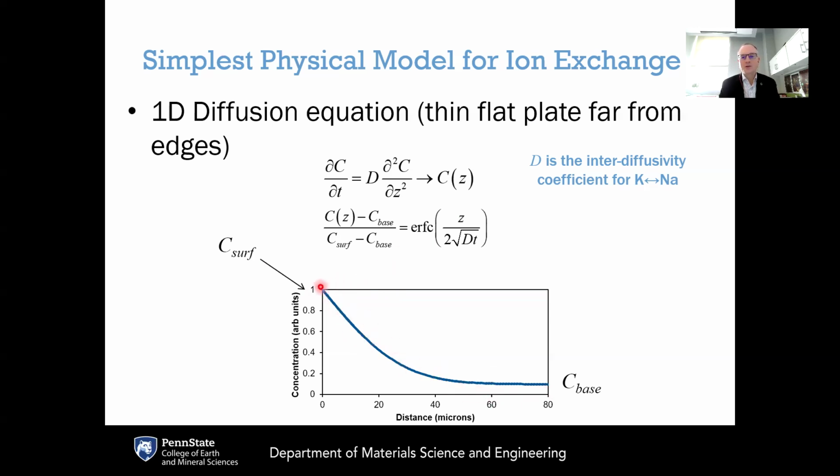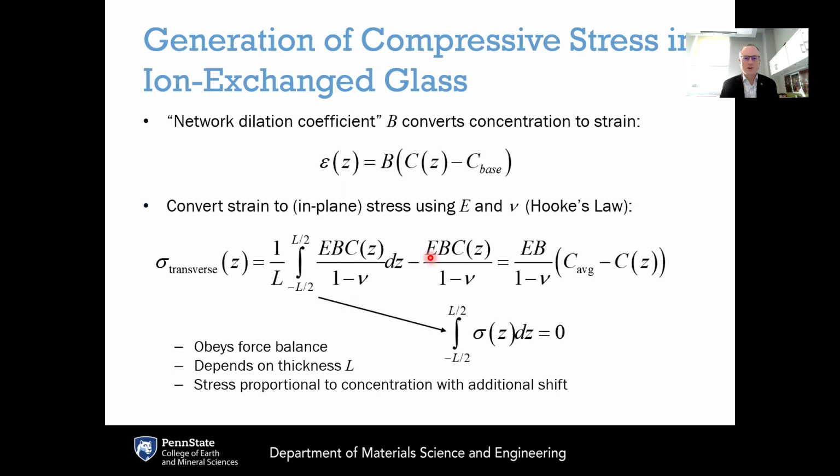So the concentration profile follows a complementary error function shape, where this D here, the diffusion coefficient in Fick's second law, is the interdiffusion coefficient for the exchange of the two alkalis. So in this case, the interdiffusion coefficient for the exchange of potassium for sodium. And solving the diffusion equation, Fick's second law, under these conditions gives you the solution of a complementary error function.